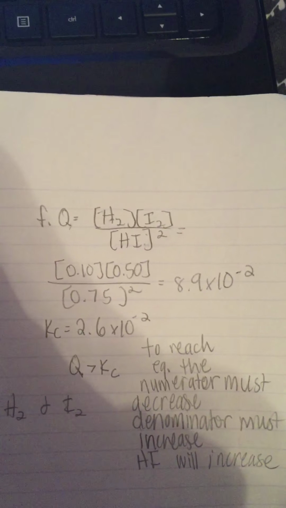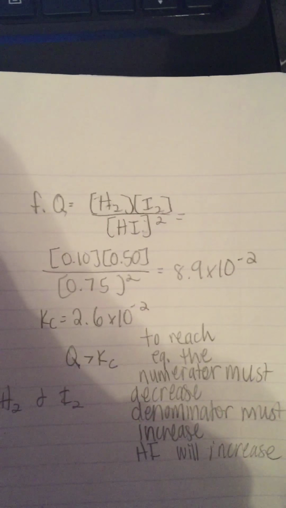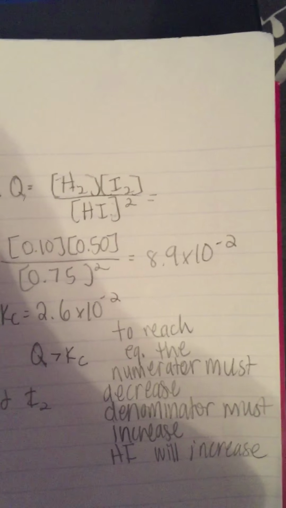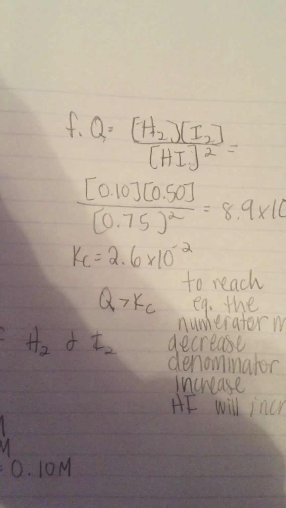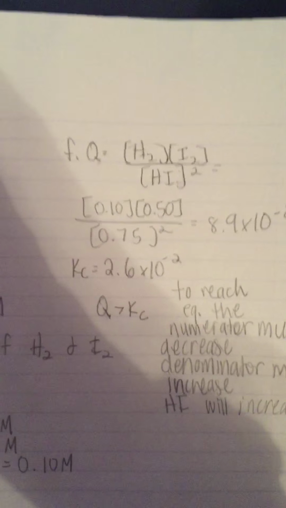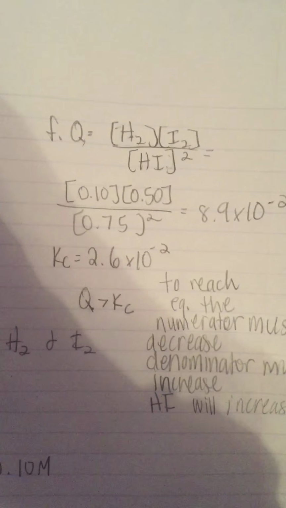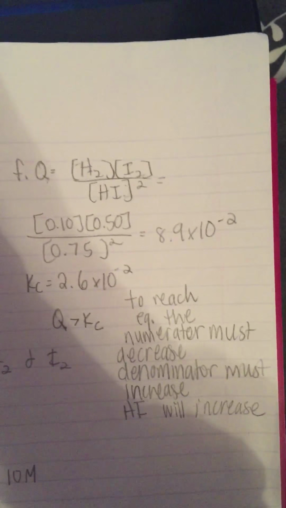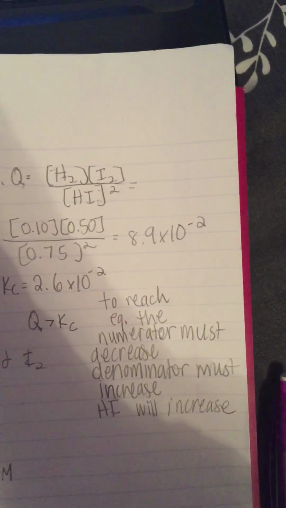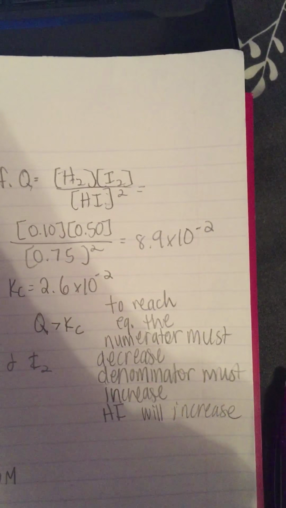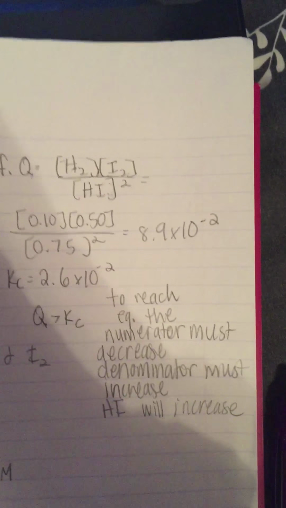So I did Q equals the expression that I've been using, and then I plugged in the numbers, and I got 8.9 times 10 to the negative 2, and then Kc is equal to 2.6 times 10 to the negative 2, and so Q is greater than Kc. So to reach equilibrium, the numerator must decrease and the denominator must increase, so HI will increase. So there you go.